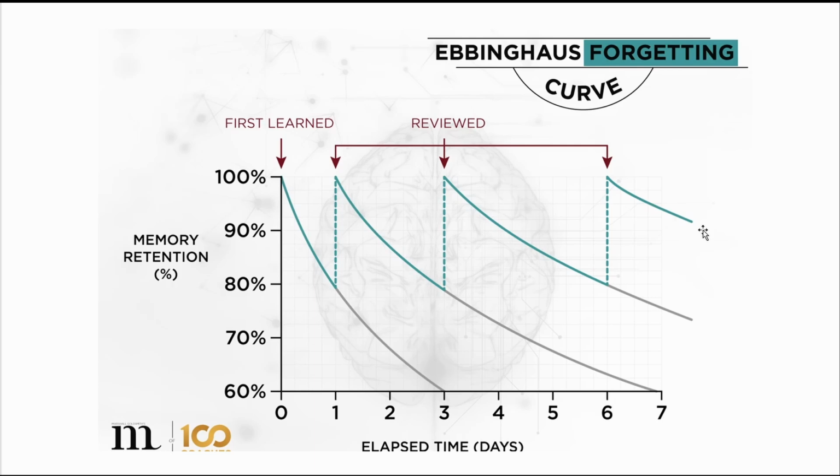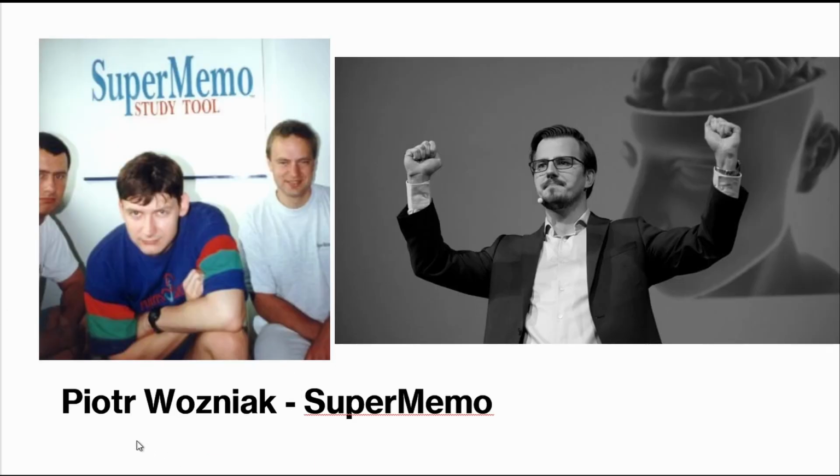This counteraction to the Ebbinghaus forgetting curve was used by this man, Piotr Wozniak. Sorry if I'm pronouncing it wrong. He was a Polish software developer and a scientist. He came up with SuperMemo. If someone is well versed with Anki, they will know that until 2023, Anki was based on an algorithm, the SM2 algorithm. There was SM12, but SM2.